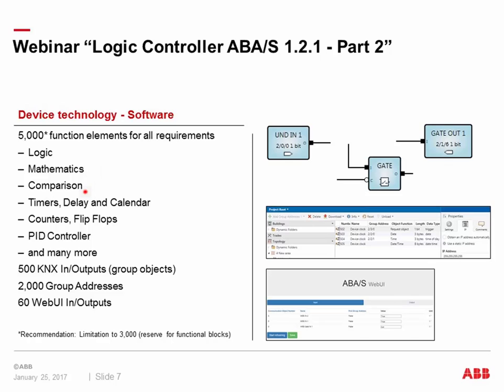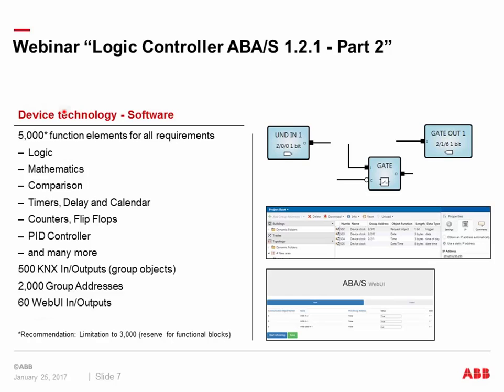We have comparison elements, timers, delays, for example on-off delay. We have calendar, counters, flip-flops, and of course also a PID controller. You can use it as a simple P controller, or PI or PID, depending on the settings. We have 500 KNX inputs and outputs, so-called group objects, to link our maximum 2000 group addresses. For operating via the web user interface, we can have up to 60 web user interface inputs and outputs.